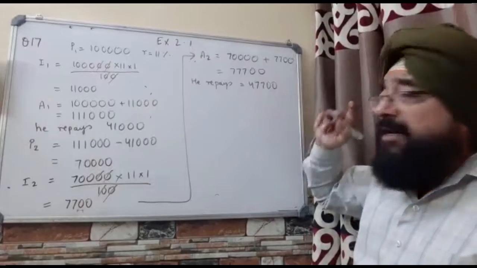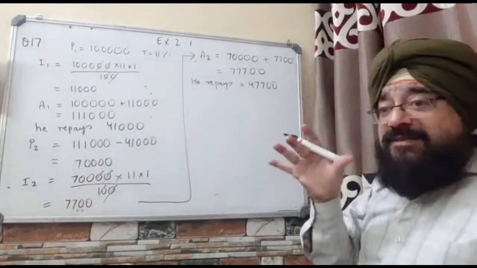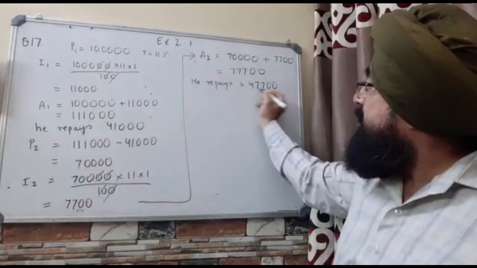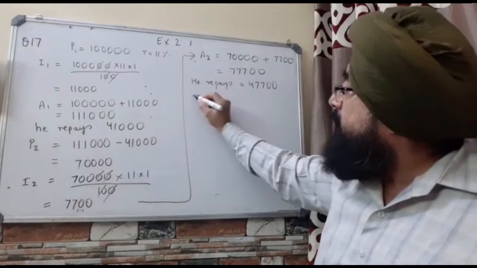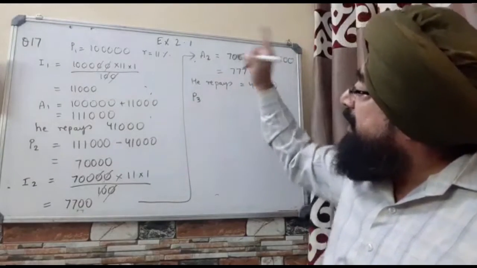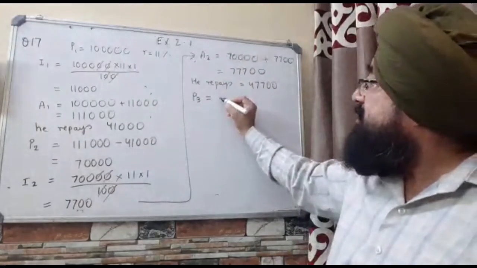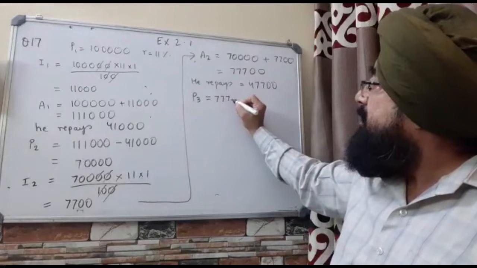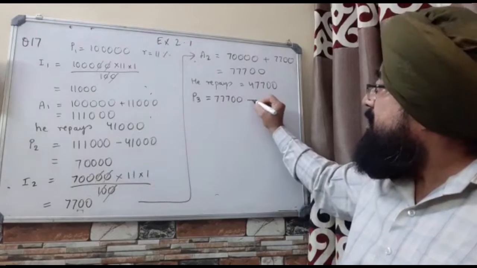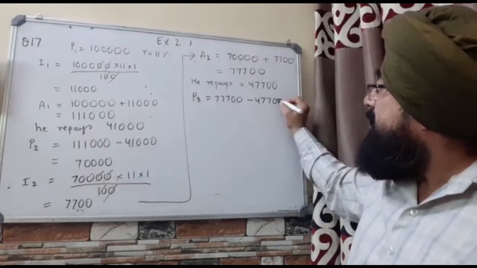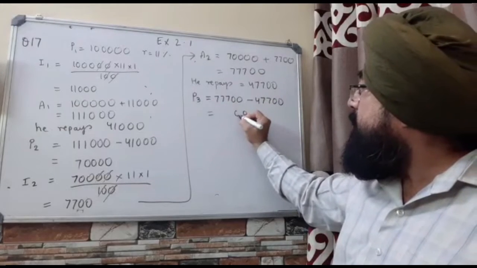47,700. So he is very calculative in his mind. He is paying that much, so that the last outstanding amount disappears. So 47,700 he repays. Therefore, the principal at the beginning of the third year, that is the amount outstanding on his head, is not 77,700 but less by 47,700, and that comes out to be exactly how much?